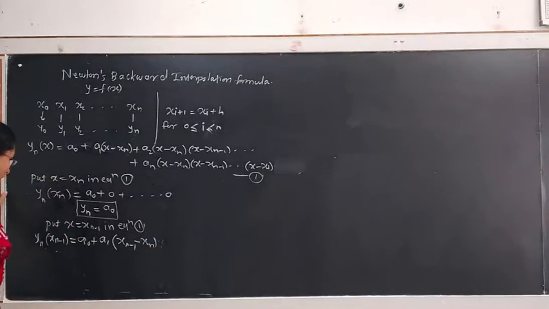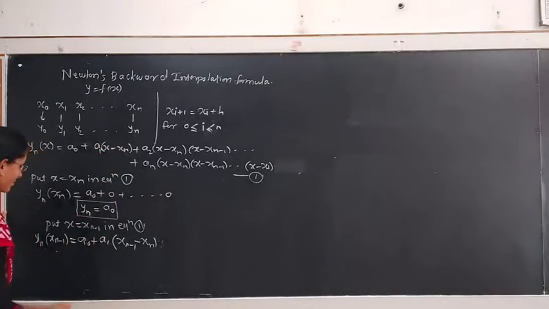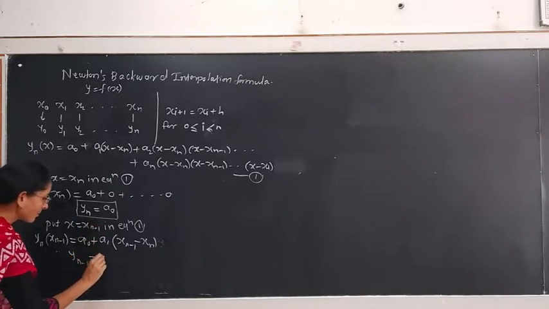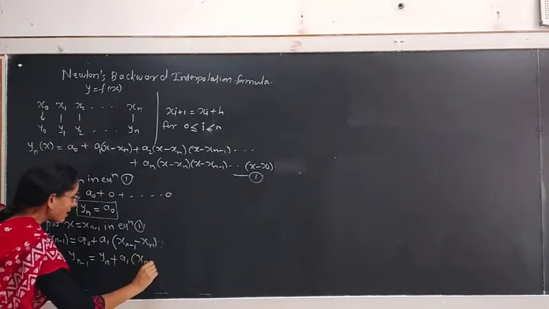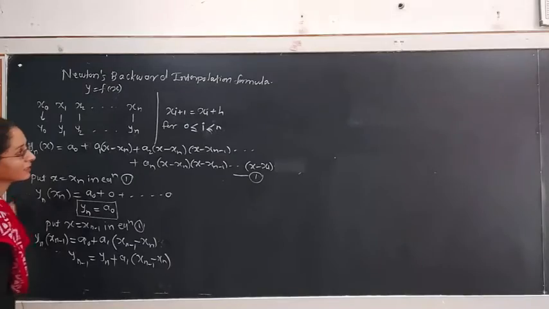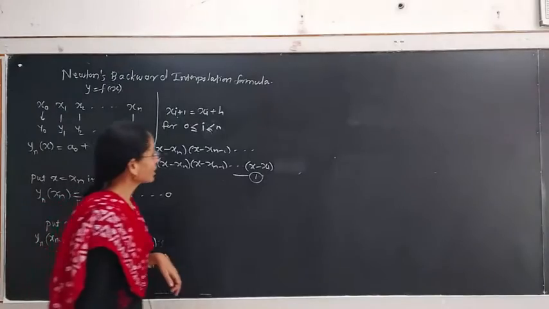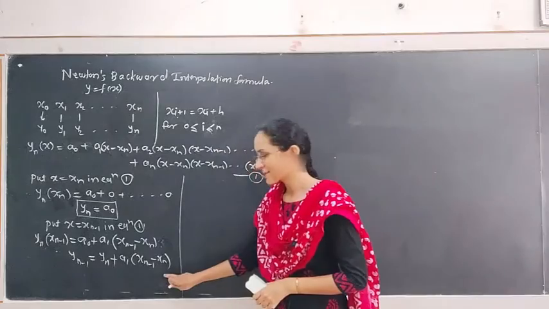Hence, after this substitution, we use the value of a0 as yn from the above step. yn of xn minus 1 is y of xn minus 1, and y of xn minus 1 is yn minus 1. Hence, yn minus 1 is equal to a0, whose value is yn, plus a1 into xn minus 1 minus xn. See, xi plus 1 is equal to xi plus h for 0 less than or equal to i less than or equal to n. Here we require the difference xn minus 1 minus xn.